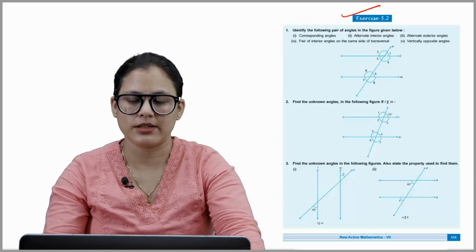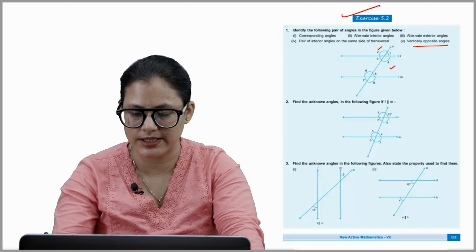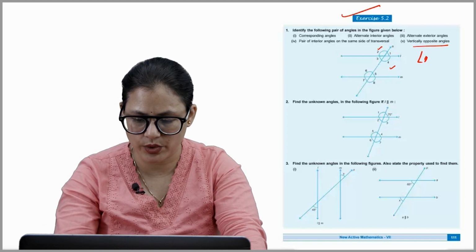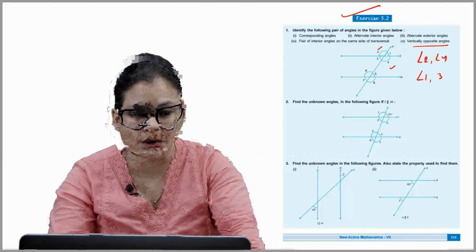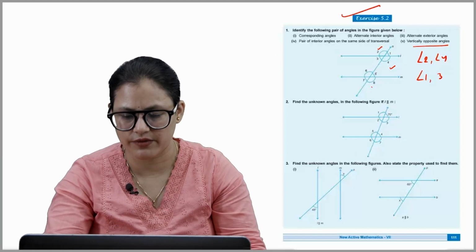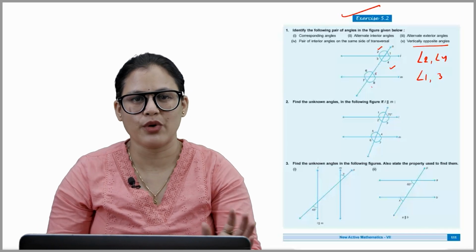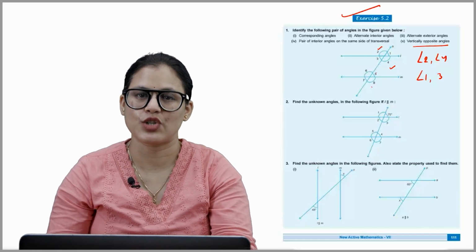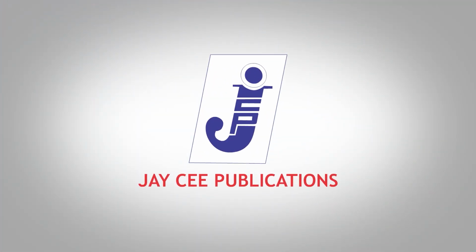Here one more part has been added, vertically opposite angles, means angles which are opposite to each other. Means angle 2 and angle 4 are vertically opposite each other, angle 1 and angle 3 are vertically opposite each other. So you have to just find out the pairs. Similarly, 6 and 8, 5 and 7, right students? Now you will practice the remaining questions of this chapter also.